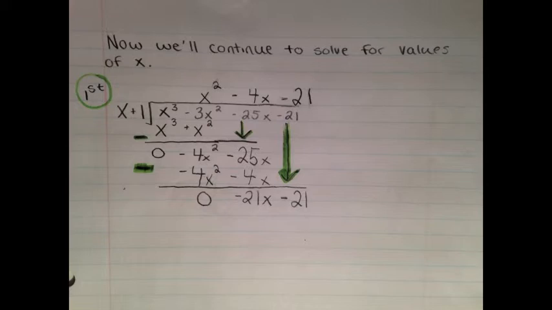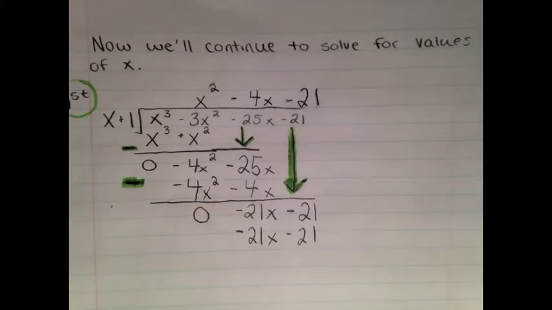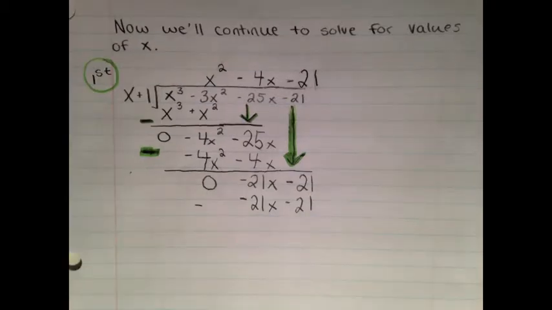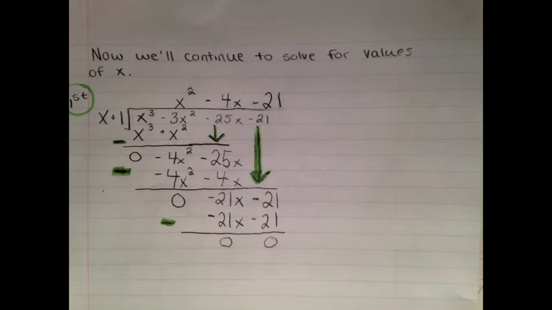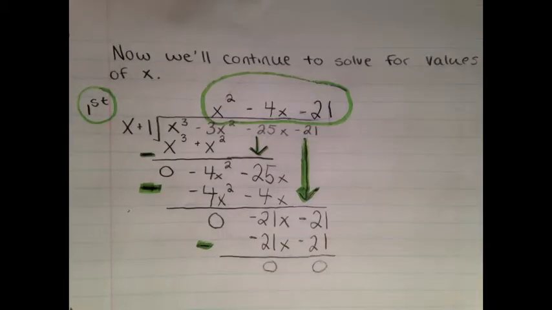You toss that bad boy right on top of your equation. Multiply negative 21 to x and 1. Subtract the numbers. And you'll wind up with your answer, 0 and 0. That then means that x squared minus 4x minus 21 is also another factor.